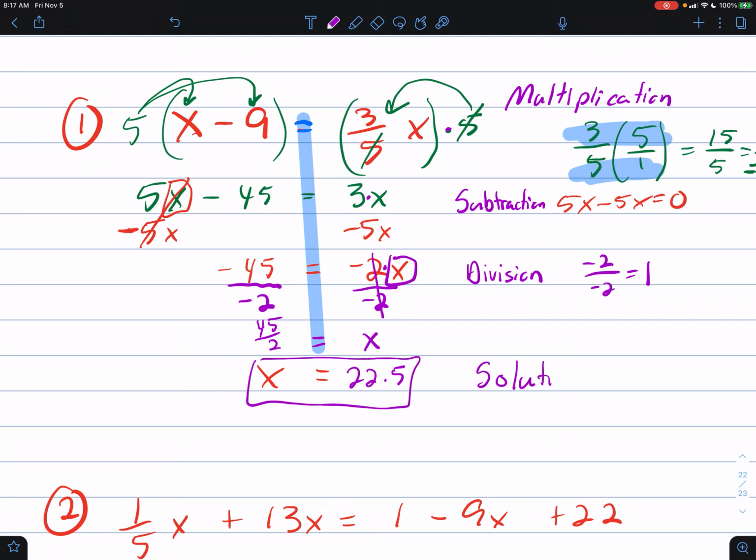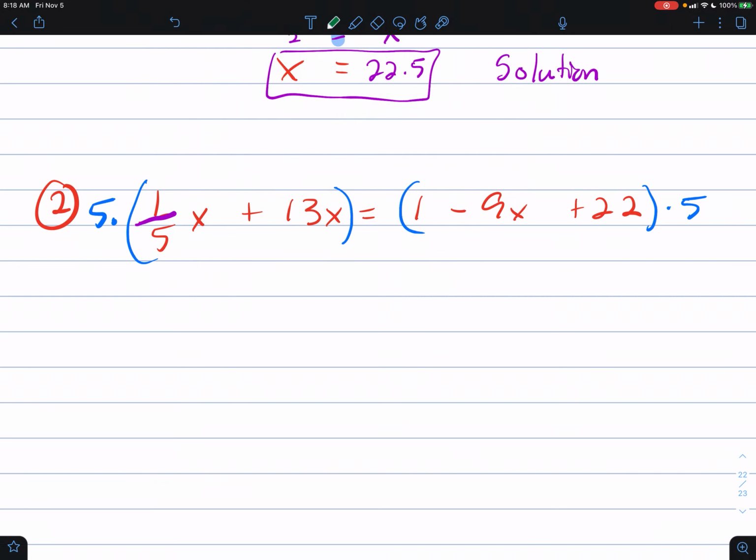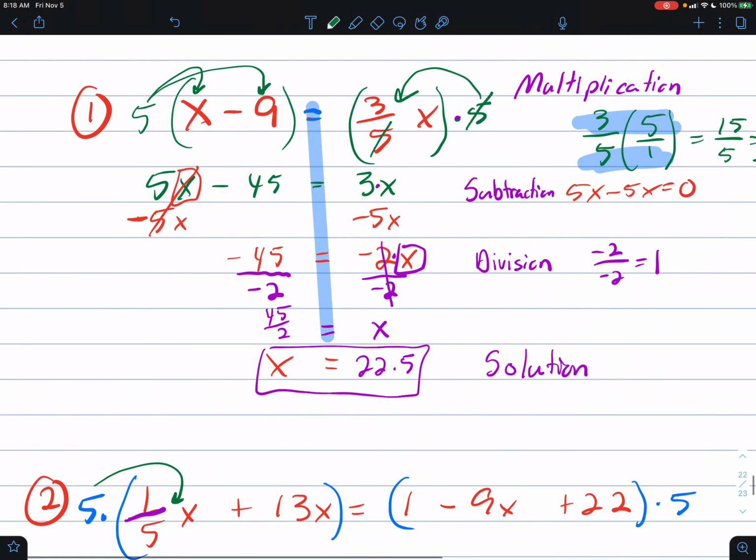Now there are other ways that you can approach this problem, but I find that for students, getting rid of the fraction early on just makes the process a little faster for them. So 5 times 1/5, same thing will happen here that happened up here. The 5's are going to cancel out.